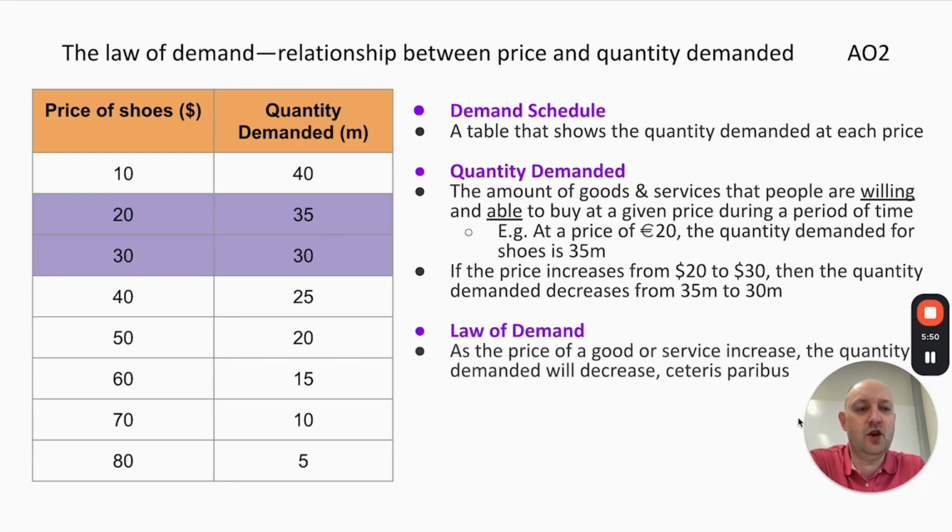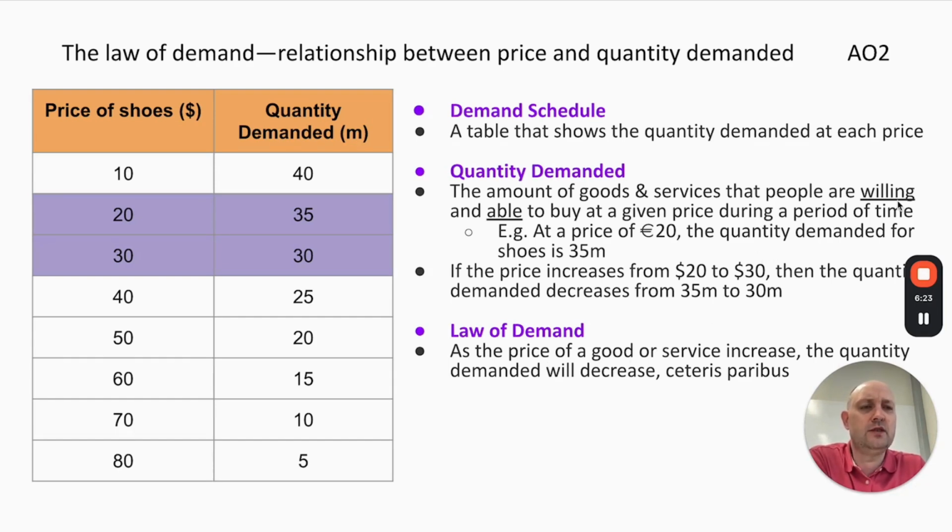This then brings us on to the law of demand. The law of demand says, as the price of a good or service increases, the quantity demanded will decrease, ceteris paribus. Remember, this is the assumption from before: all other things remaining equal. In the next video, we're going to look at what happens if things don't remain the same, maybe income can increase or things like that. So this is the law of demand, the relationship between price and quantity demanded. As price goes up, quantity demanded will decrease, and vice versa.